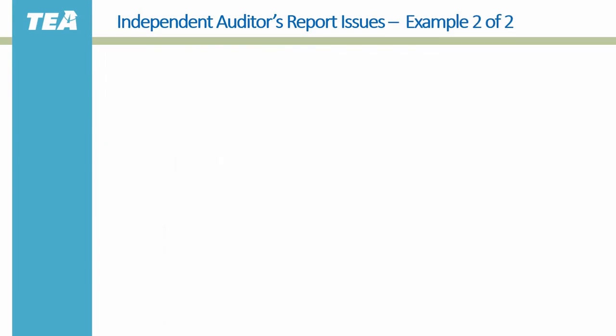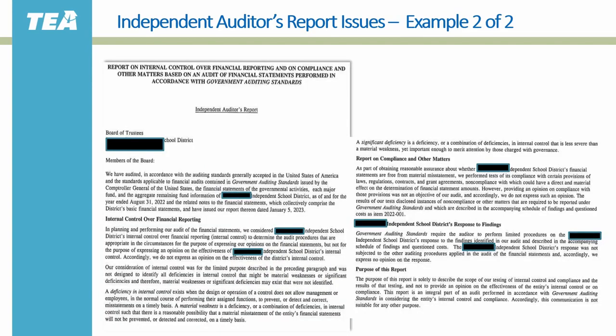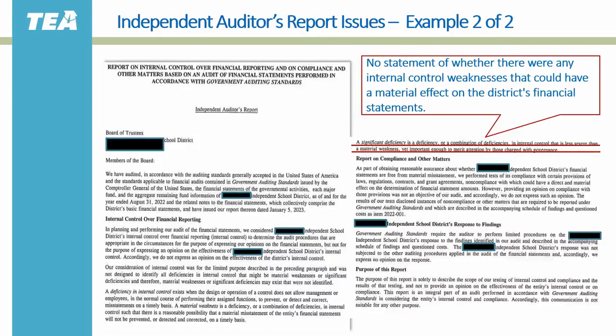Let's take a look at another example. This is a GAGAS report in a school district's AFR. The GAGAS report included a paragraph as underlined. It explained the definition of a significant deficiency in internal control. However, after this paragraph, this report did not state whether there were any internal control weakness that could have a material effect on the school district's financial statements.